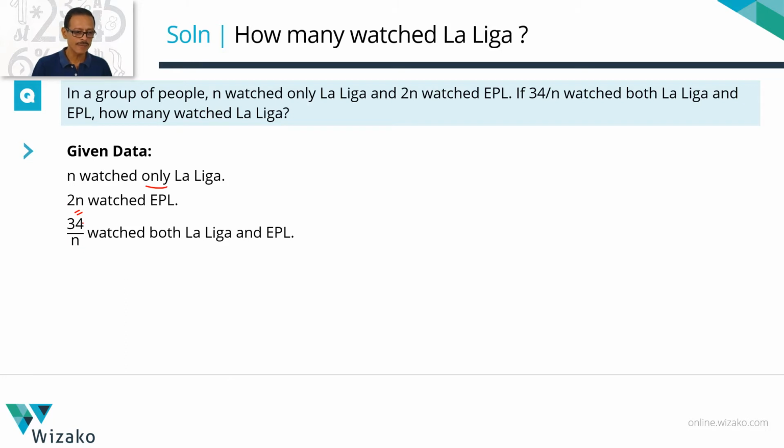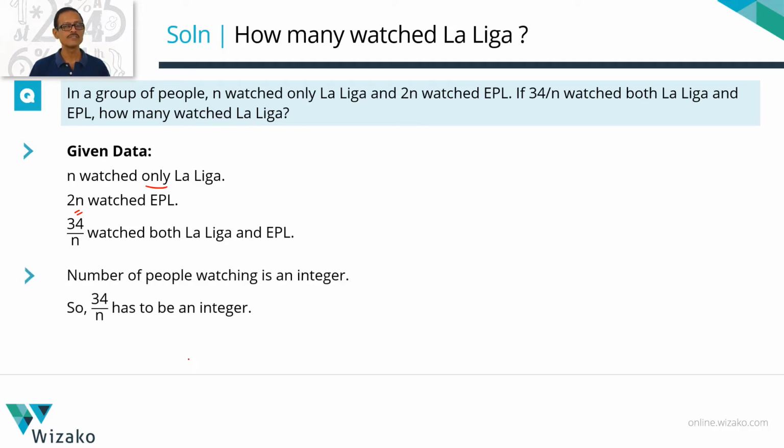Quickly look at it. If we make 34 upon N an integer for integer values of N, 2N will automatically become an integer. So we have to select such values for N, which will make 34 upon N an integer, which means N should be such an integer which divides 34. Or in other words, N should be such a number which is a factor of 34. N is a factor of 34. What are all the factors of 34? 1 is a factor of 34, 2 is a factor of 34, 17 is a factor of 34, and 34 is a factor of 34.